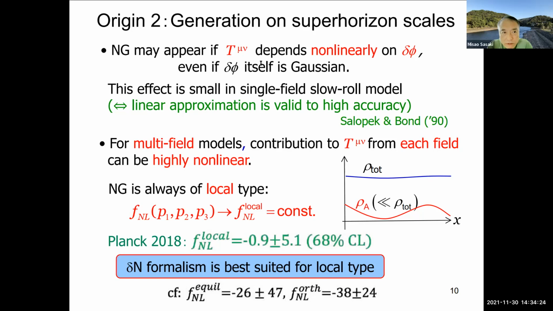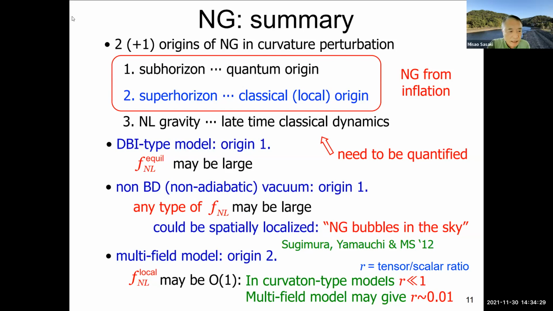Okay, let me just summarize these non-Gaussianities, the origins. As I said, typically you can consider the origin of non-Gaussianity to be of three types. The first is the sub-horizon case, which is of quantum origin. The second is the superhorizon case, which is of classical or local origin. Those two cases are the non-Gaussianity from inflation. Of course, you may have some other things, but those are the typical things we can consider.